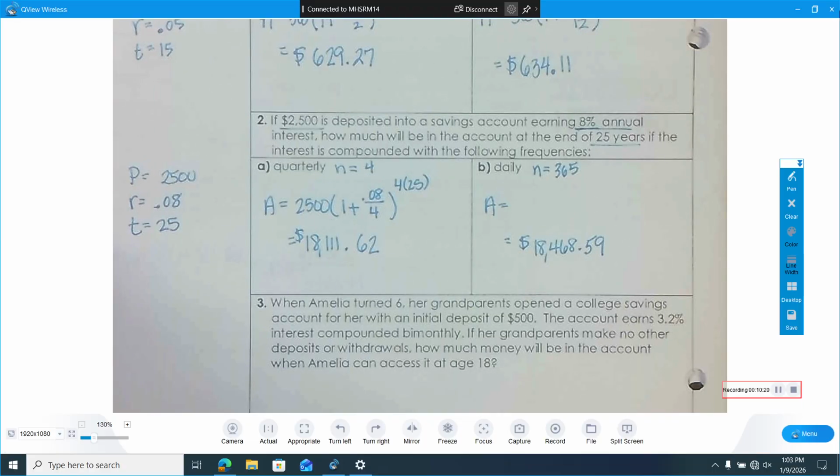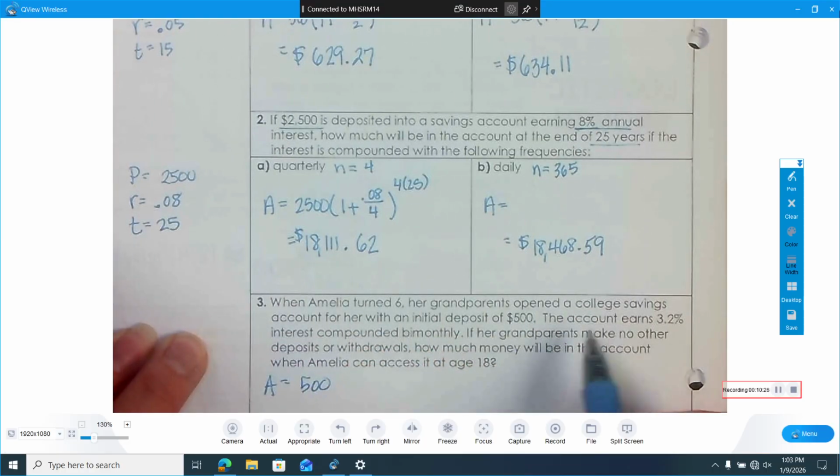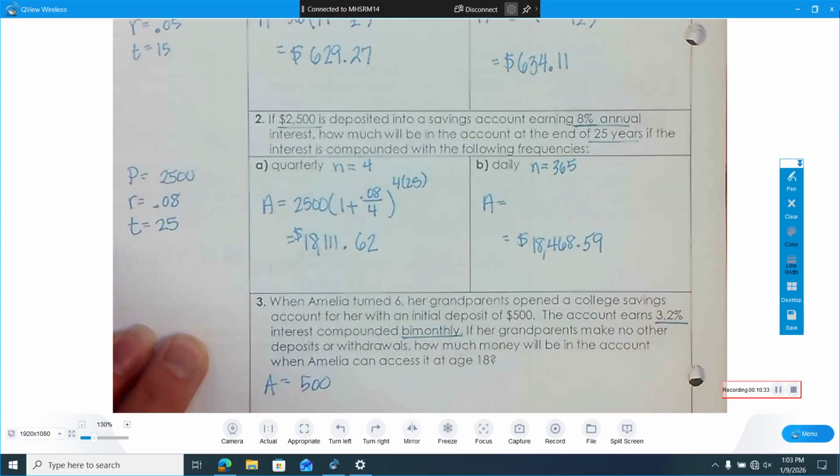Amelia turned 6. Her grandparents opened a college savings account for her with an initial deposit of $500. The account earns 3.2% interest compounded bi-monthly. Our rate would be what? And bi-monthly, what does bi-monthly mean? Every 2 months. So we have to be careful.